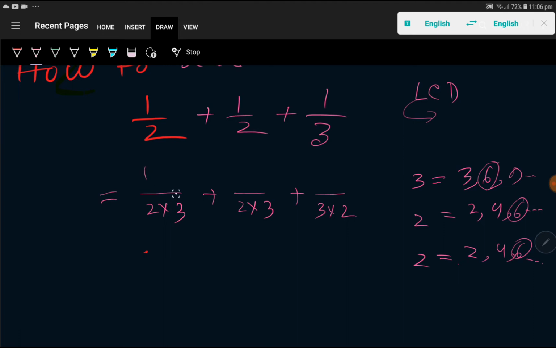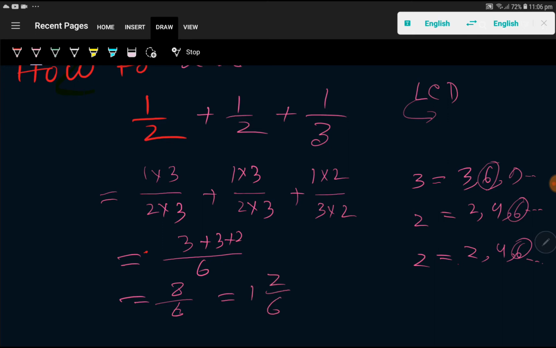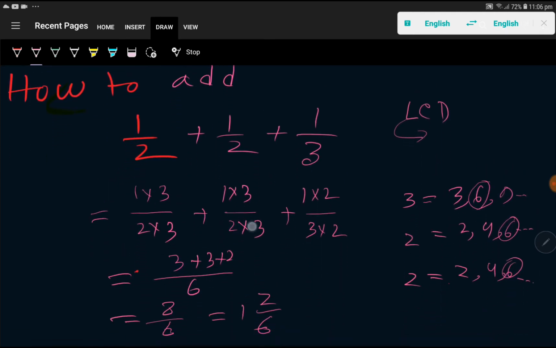So if I multiply here by something, that something will come to the top. So we are getting here over 6, 3 plus 3 plus 2. So that is 8/6. And if I convert this improper fraction to a mixed number, then I have to write like this. I think you have gotten a clear idea actually of how to add these three numbers.